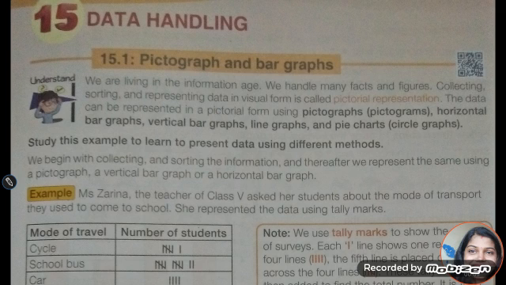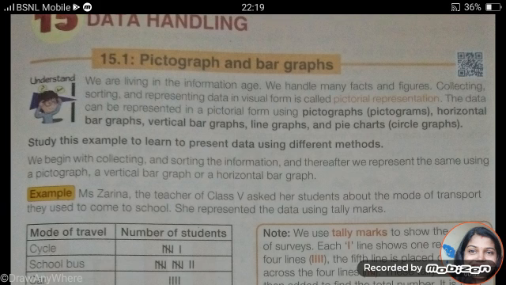So we are with a new topic today, that is data handling. You might already be exposed to this concept, as you studied it last year, that is data representation. Here, as we are living in the information age, we handle many facts and figures. Collecting, sorting and representing the data in visual form is called pictorial representation. So when we represent the data in terms of pictures, such representation is called pictorial representation.